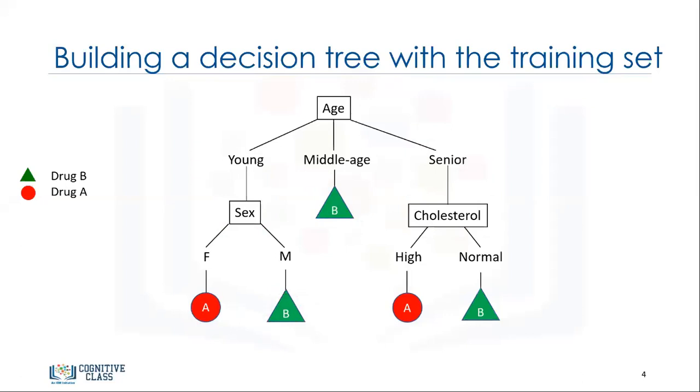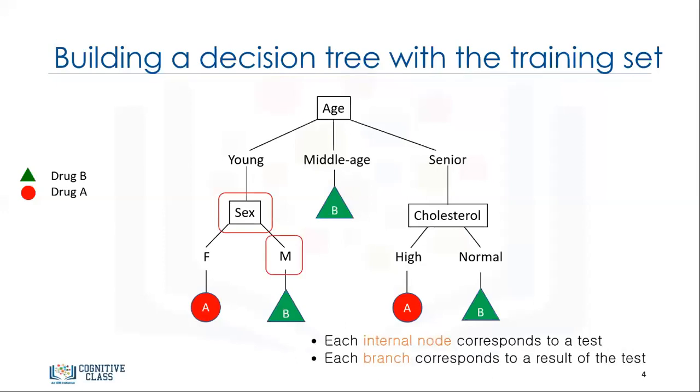As you can see, decision trees are about testing an attribute and branching the cases based on the result of the test. Each internal node corresponds to a test, and each branch corresponds to a result of the test, and each leaf node assigns a patient to a class.